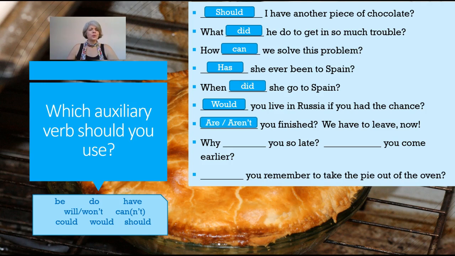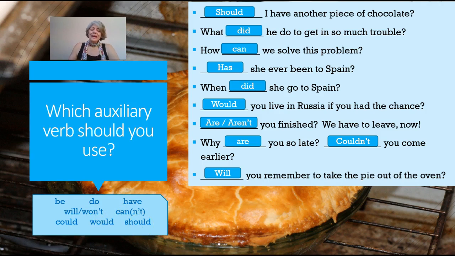Aren't you finished, or are you finished? We have to leave now. Why are you so late? Couldn't you come earlier? Will you remember to take the pie out of the oven? So you have to be very good with these auxiliary verbs like be and do and have. And then these ones are modal auxiliaries: will or won't, can or can't, could, would, should.